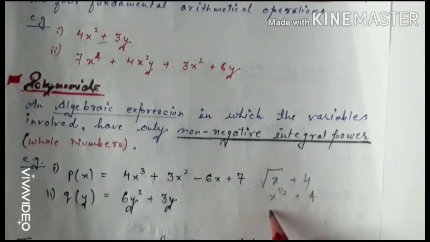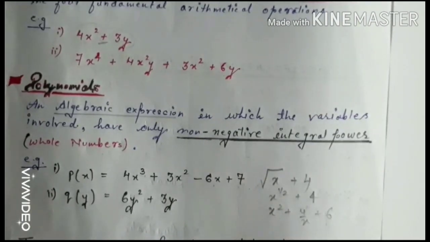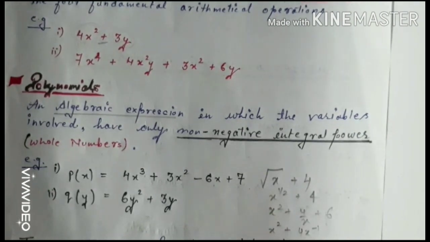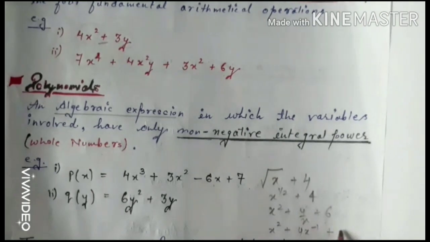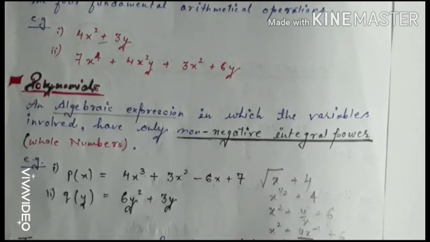One more. If I write x square plus 4 upon x plus 6, is it a polynomial? No, this is also not a polynomial form. Why? Because 4 upon x, that means it goes upside and becomes 4x power minus 1 plus 6. The power here is negative. So it is not a polynomial.